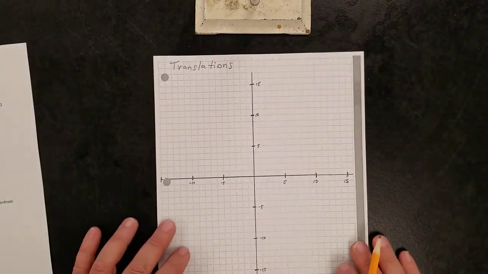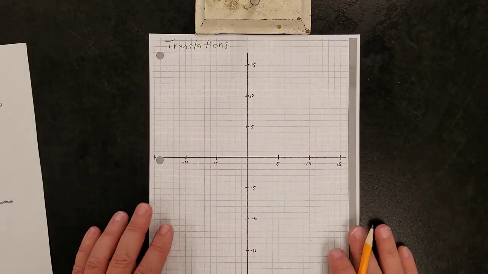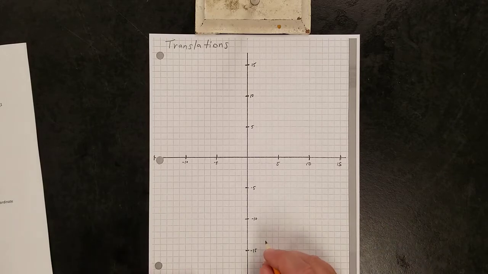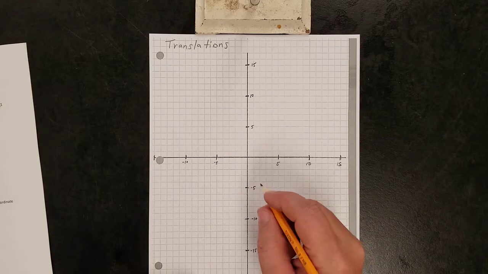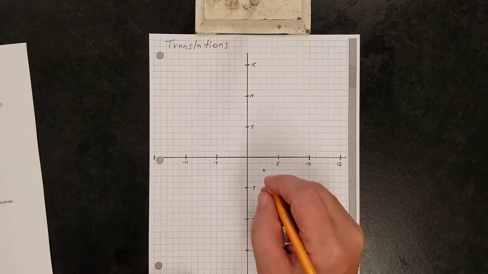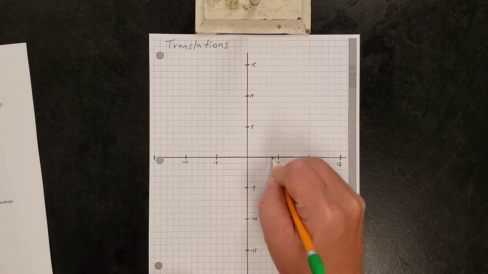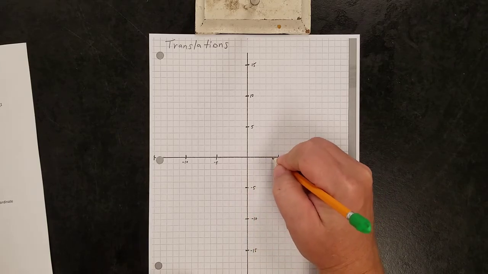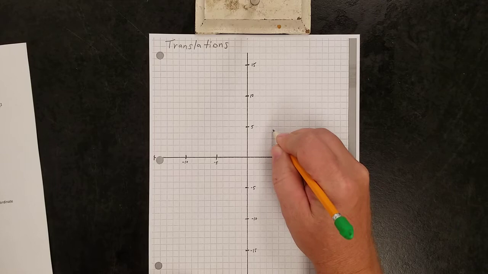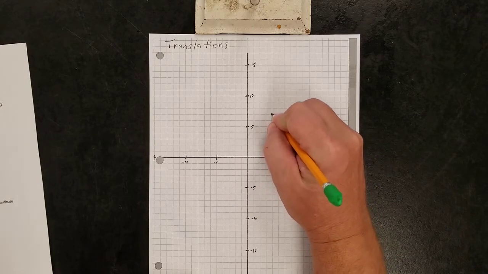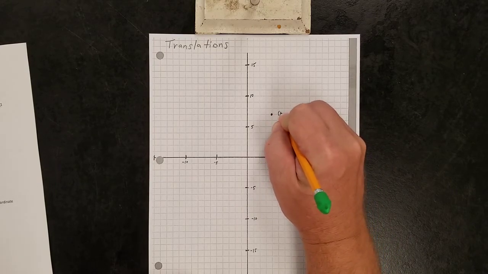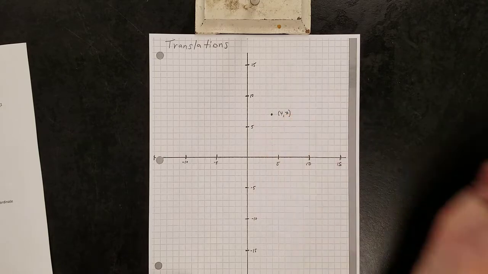So I'm going to scoot the graph paper in here. Now what you'll notice is that I'm going to go ahead and put in B(4, 7). B in this case is positive 4: 1, 2, 3, 4, and then positive 7: 1, 2, 3, 4, 5, 6, and 7. So this point is 4 and 7.